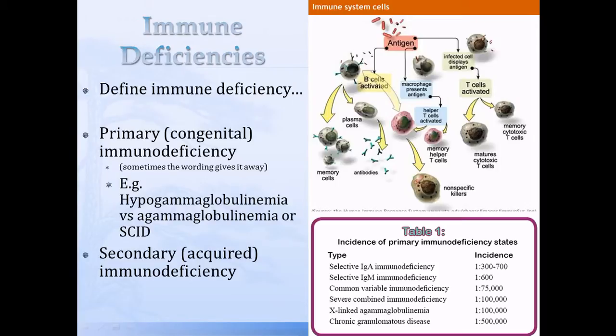Some examples when you look at the names: hypogammaglobulinemia means decreased immunoglobulins in the blood. Agammaglobulinemia means without globulins. SCID, severe combined immunodeficiency, is telling you it's a combination of the immune factors. Here are some of the common primary immunodeficiencies, and we're going to go through these as we flip the slides.